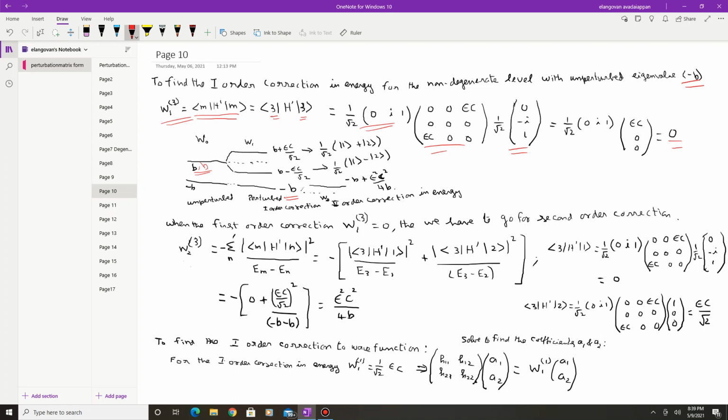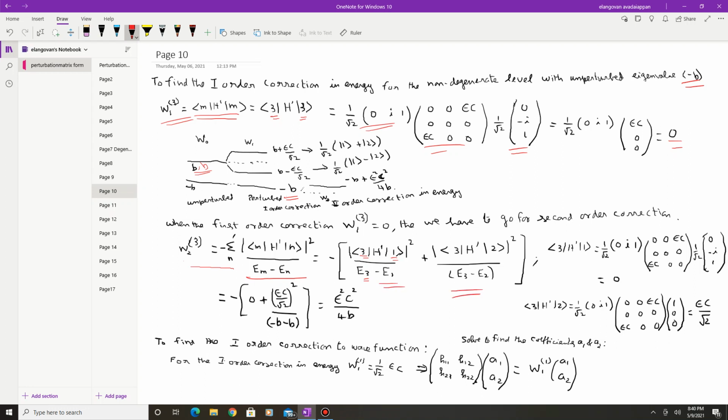So the second order correction, the expression is this. This is the expression for the second order correction corresponding to level 3. So summation over n prime of modulus of m H prime n mod square divided by E m minus E n. Now m is 3, the unperturbed level. Here n varies from 1 to 3, and m and n should not be equal. So here this must be E3 minus E1. So this is mod square of 3 H prime 1, and here mod square of 3 H prime 2 by E3 minus E2, and 3 H prime 3 is not allowed. So we are having only two expressions.